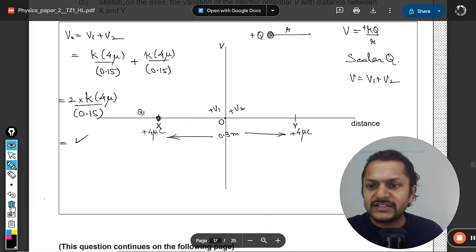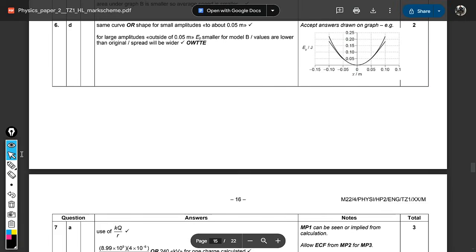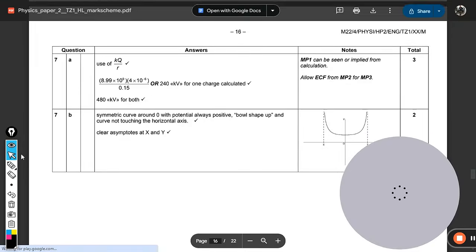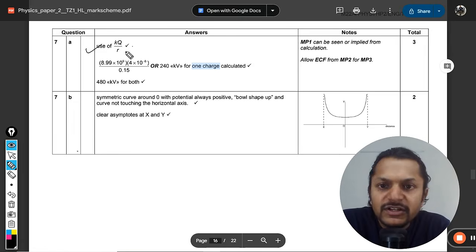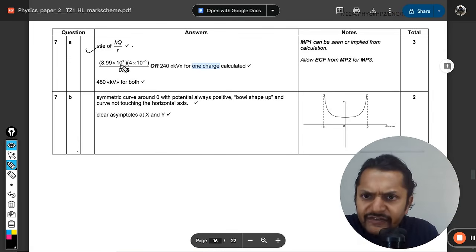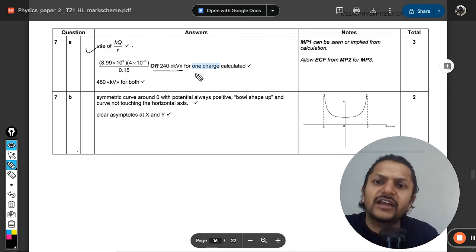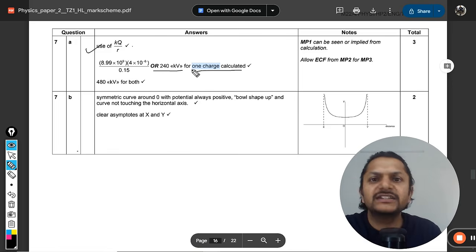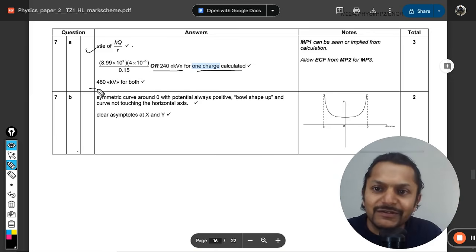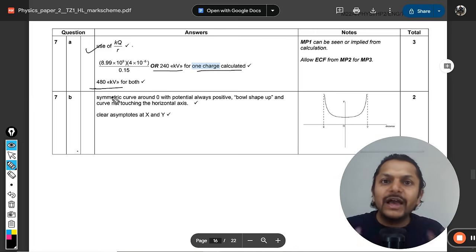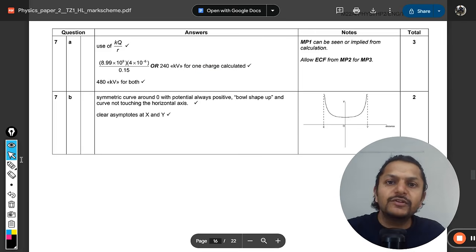Okay, so let's go to the mark scheme and see what they have done. So there it is. The use of kq by r will be the formula for the potential that we will use, and this is the value of k, this is the value of q, and this is the value of r. So 240 kilovolt for one charge is calculated, and because there are two charges it will be multiplied by 2, so your answer will be 480 kilovolt. And exactly the same thing is what we have done. Now let us move to the next question.